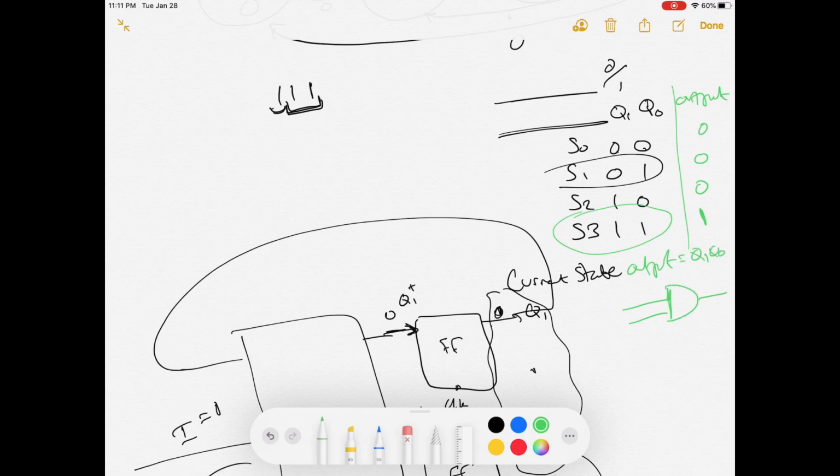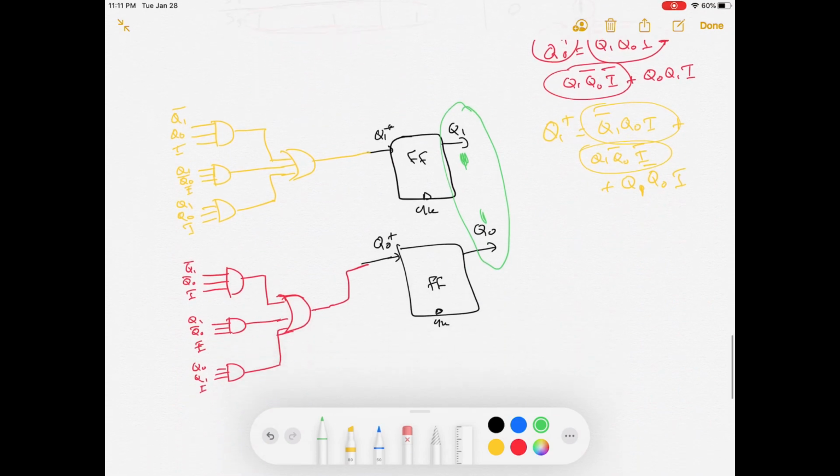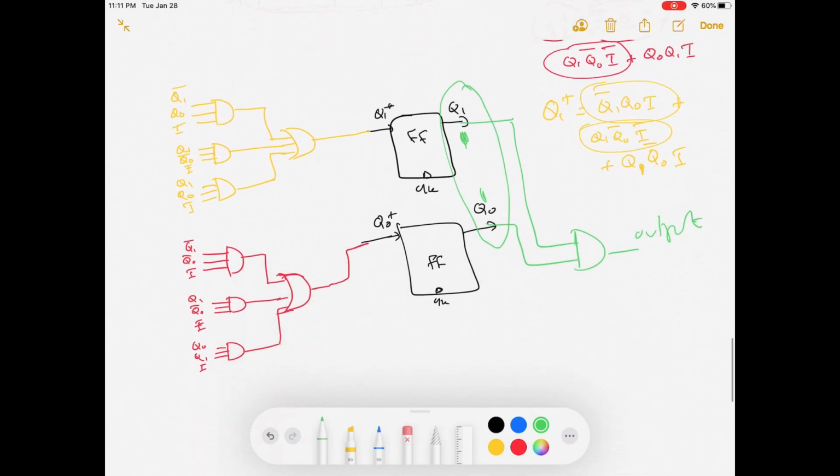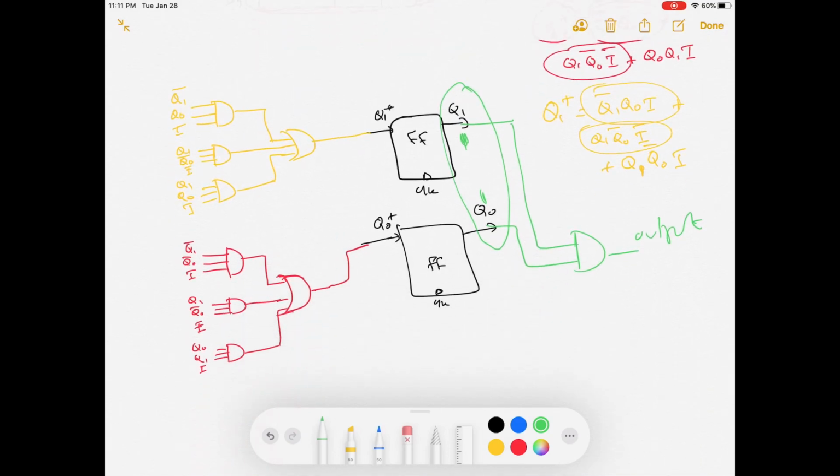and this is simply represented with an AND gate like this, where Q1 and Q0 are here, and this is the output. So we can add it to our circuit. Here we can have just a simple AND gate and say this is the output. And this would be our sequence detector for 110.